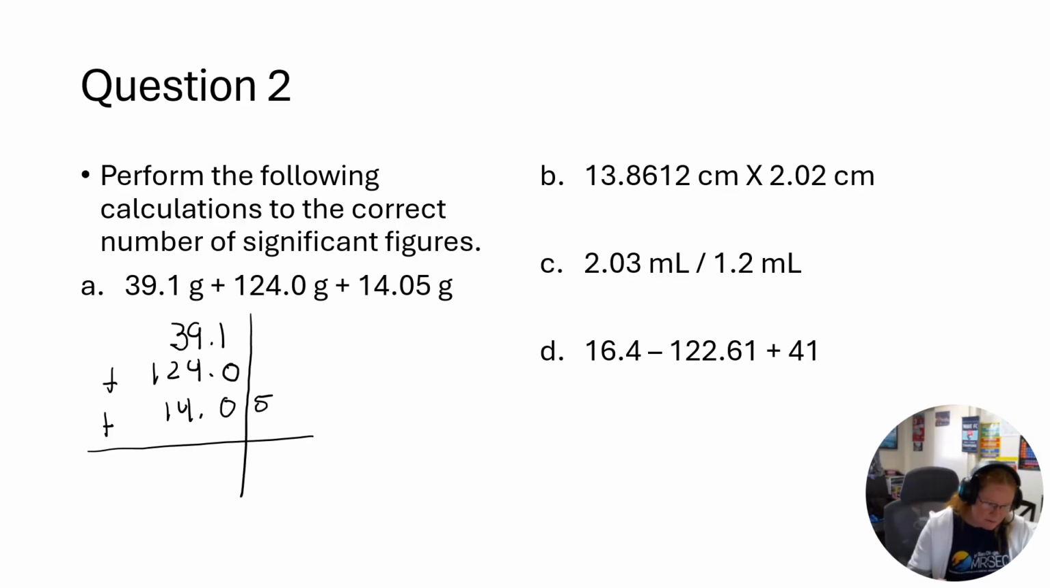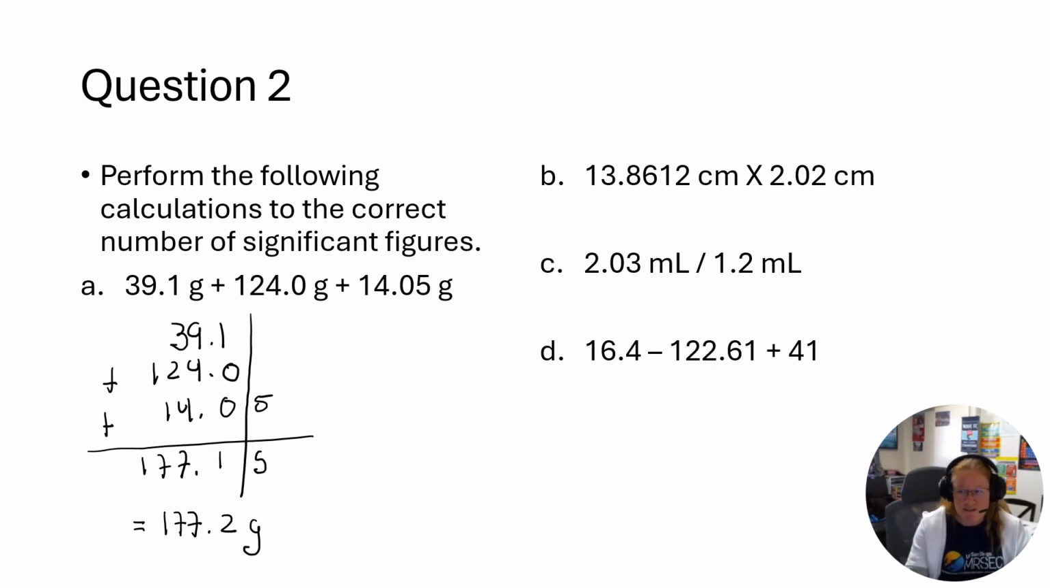So when I add all of those up, I am going to get 177.15. All right, so I have to round between that 1 and 5. And so there's a 5 there, so this will round to 177.2 grams. Okay, now the next two problems are multiplication and division.